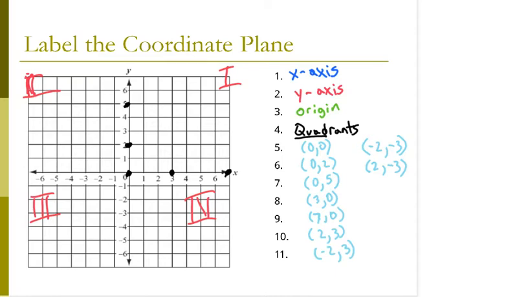For the next coordinate, negative 2, 3, x is negative 2 and y is 3. So negative positive would be in our second quadrant. So x is negative 2. Negative 2 is here for the x. And y is 3. That means we'd have to go up and we'd end up there.